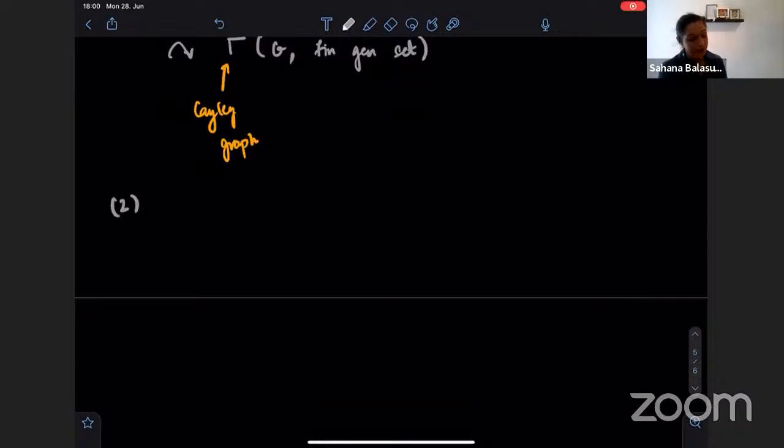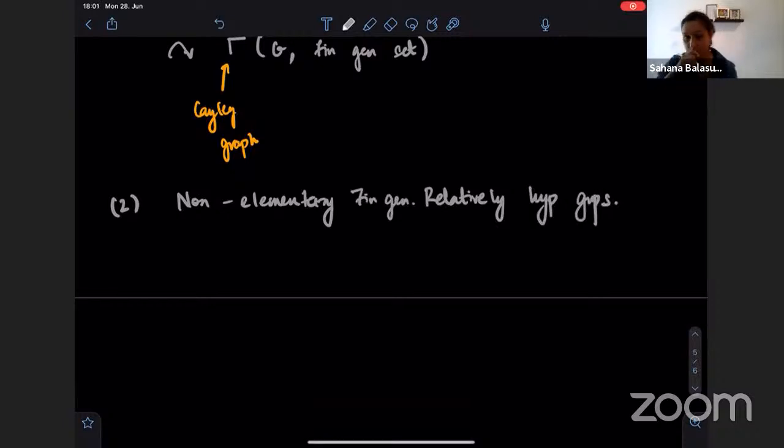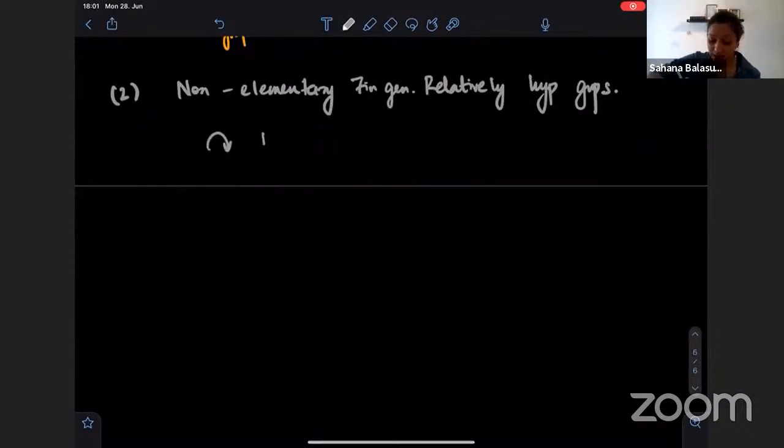And the second class of examples that I'm going to mention are the non-elementary finitely generated relatively hyperbolic groups. If you remember what I said about the class of relatively hyperbolic groups, those are groups that are hyperbolic modulo certain subgroups which miss this hyperbolic behavior. So where do you witness this action? Well, you're going to witness this action on a space which is known as the relative Cayley graph.